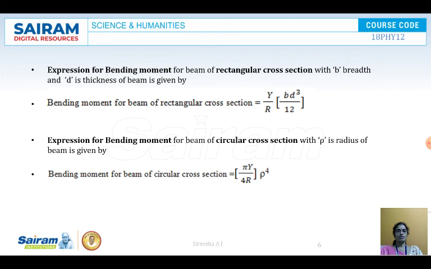And next is the expression for bending moment of a beam of a circular cross section with rho as the radius, given by pi Y by 4R into rho to the power of 4, sorry. So the bending moment of a beam of circular cross section is given by pi Y by 4R into rho to the power of 4.